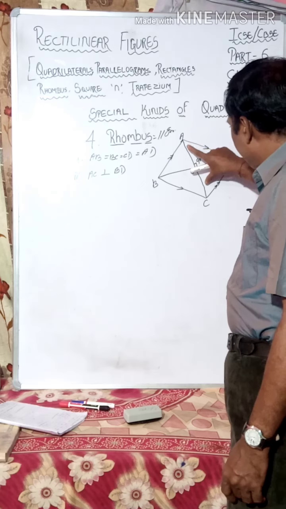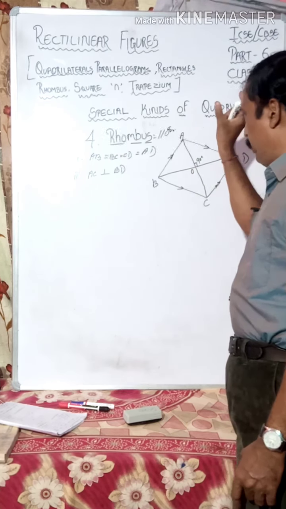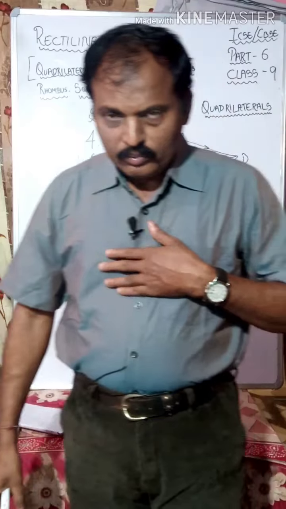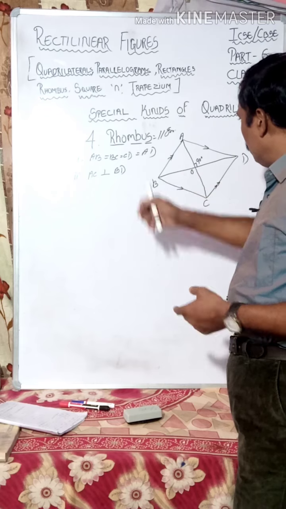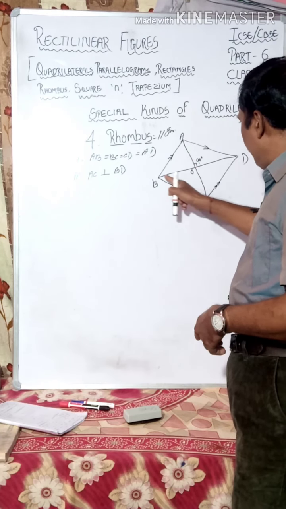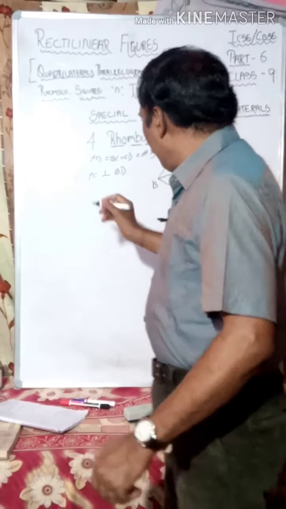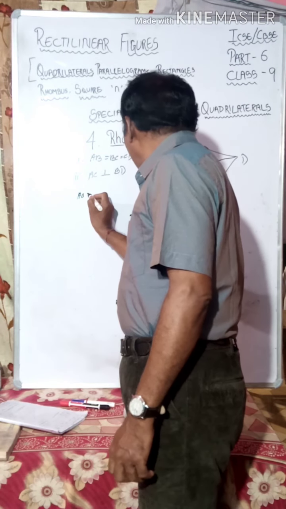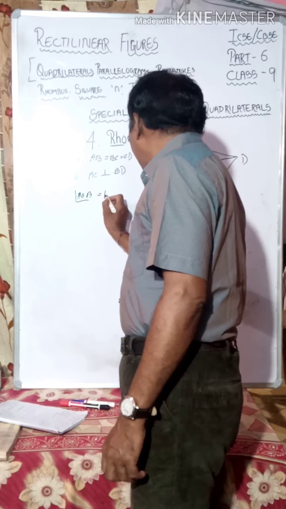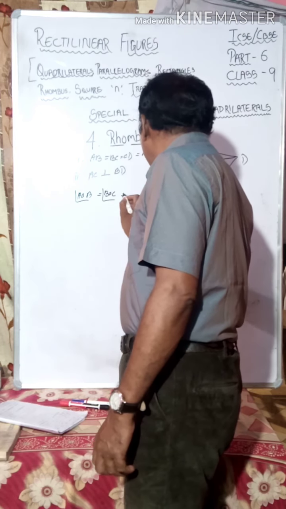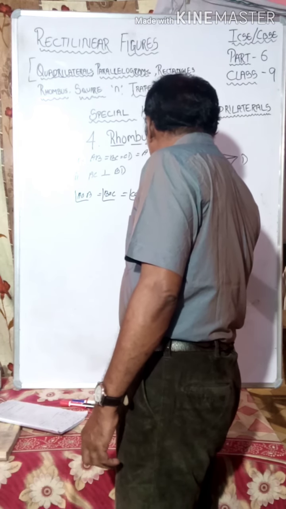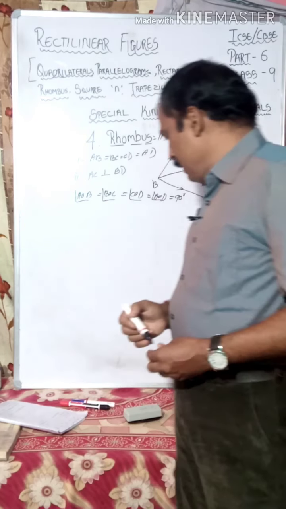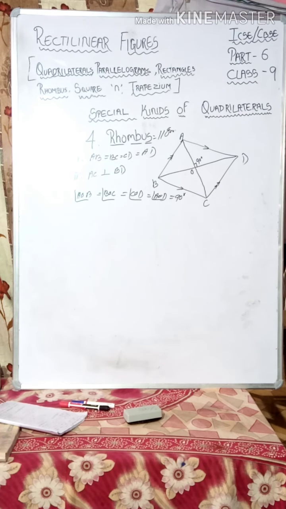So here AC is perpendicular to BD, this much. AC is perpendicular to BD, which means angle AOB is equal to angle BOC. We can write angle AOB is equal to angle BOC is equal to angle COD is equal to angle AOD, that is equal to 90 degrees. These are the terms relating to a rhombus.